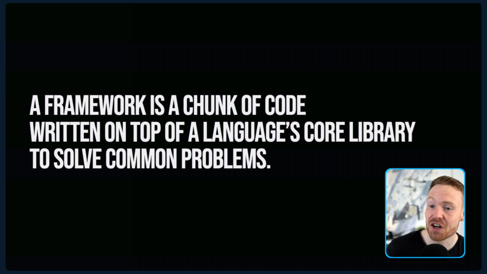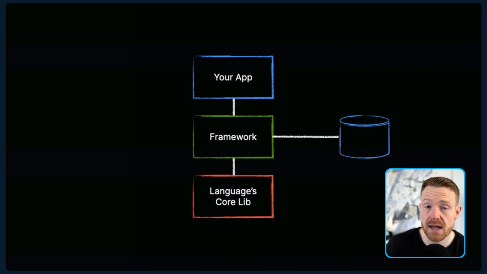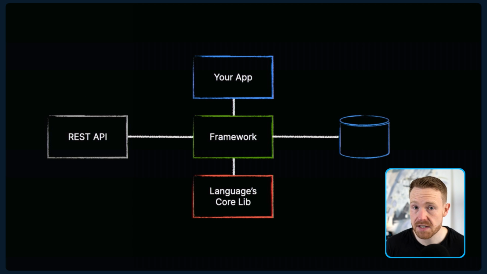A framework is a chunk of code written on top of a language's core library to solve common problems so you don't have to. Like the world's flakiest pastry, software is all about layers. The framework layer sits above the language's core library and just below the app that you're building. This is vastly simplified, but this is the gist of it, right? A framework is there to solve problems like connecting to a database or exposing something like a REST API.